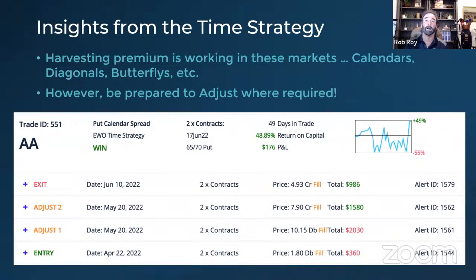Well, look what happened here on this calendar spread. Here's an example of one of our AI-based trades. This was sent out as an alert on our website to all of our time strategy subscribers. And look what happened here. So the entry was on April 22nd. And then you can see we made an adjustment on May 20th.